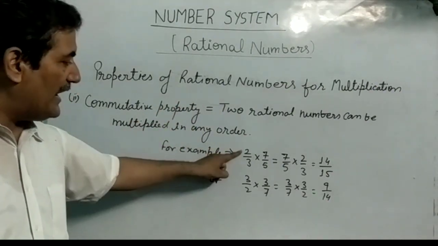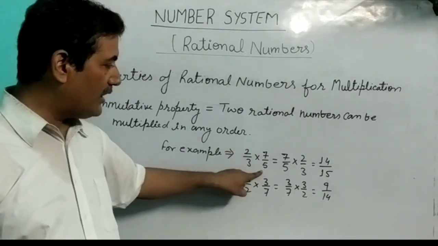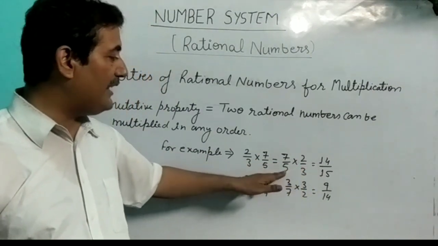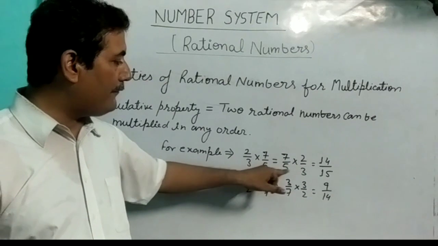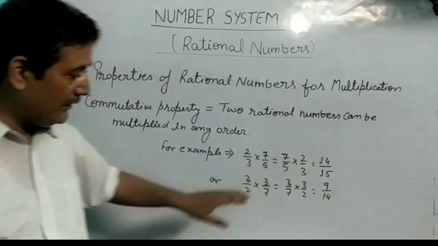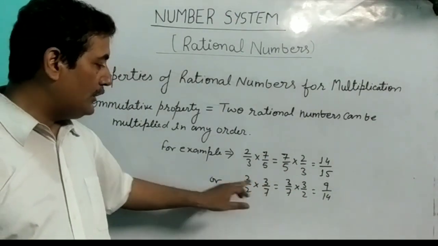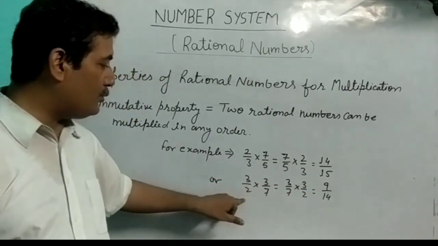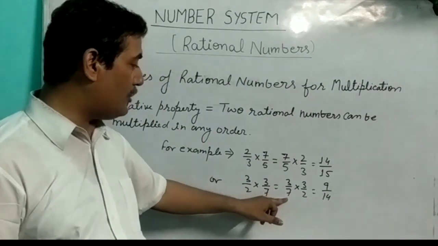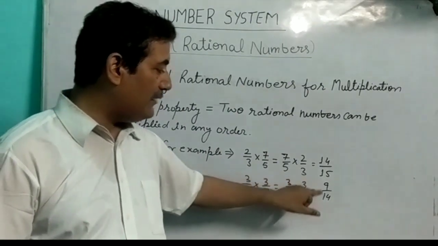For example, 2 by 3 is a rational number, 7 by 5 is a rational number, and their product is 14 by 15. If we change their places, meaning change the order, 7 by 5 multiplied by 2 by 3 also gives 14 by 15. Similarly, another example, 3 by 2 multiplied by 3 by 7, 3 3s are 9, 7 2s are 14. And the same if we change the order, 3 by 7 multiplied by 3 by 2, the product is 9 by 14.